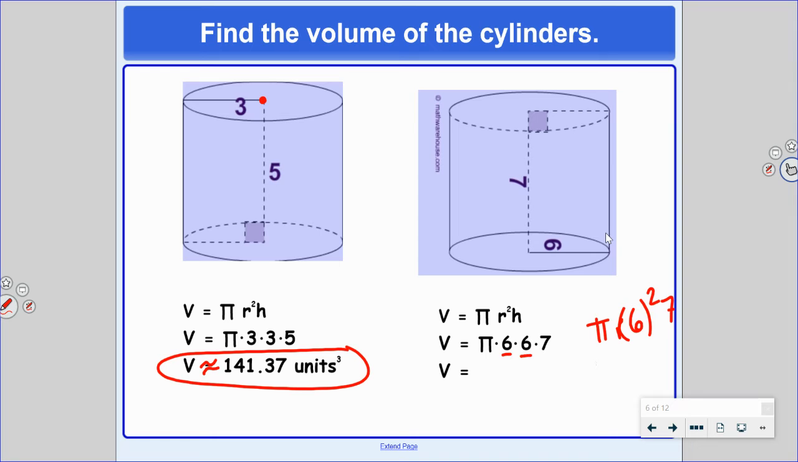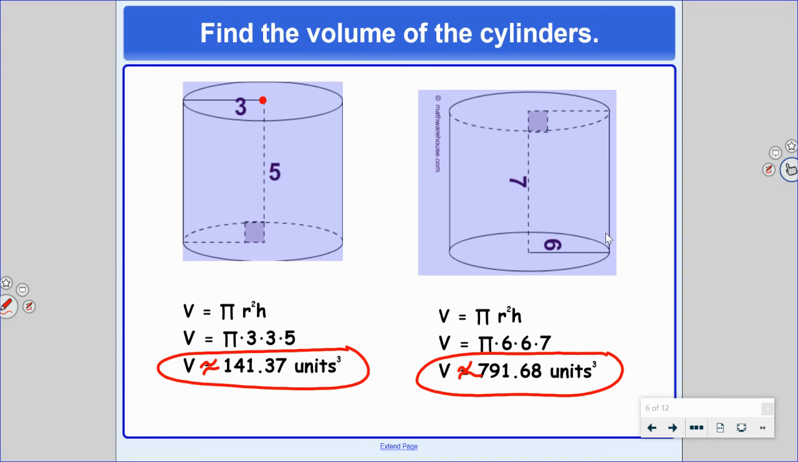I kind of like it this way because then you verify that you have not 1, not 2, but a 3-dimensional measurement. Go ahead and multiply pi times 6 times 6 times 7, you get approximately 791.68 cubic units.